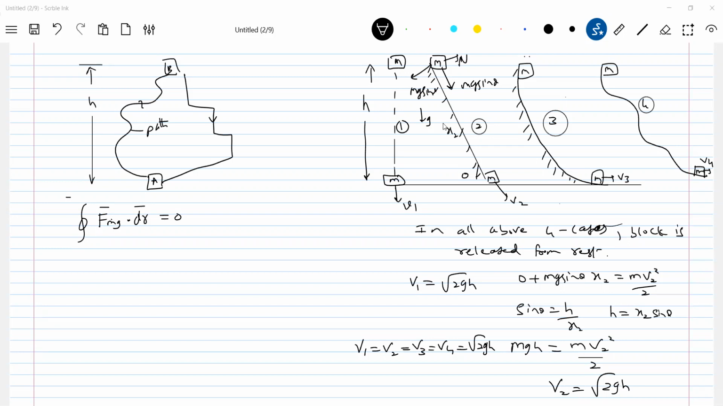So to solve this particular thing, let's go for a generalized equation. Here, what's happening? The mg sine theta, or mg, is what is doing work. So according to the work-energy theorem, work done by any force should be equal to the change in kinetic energy. Work-energy theorem.